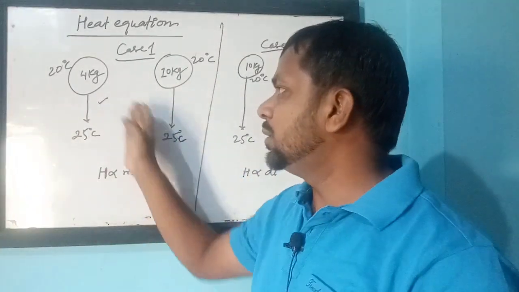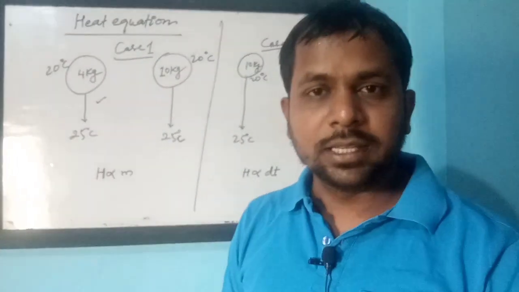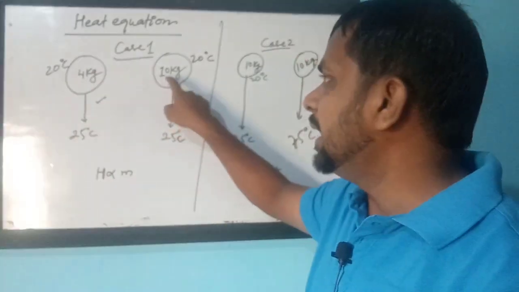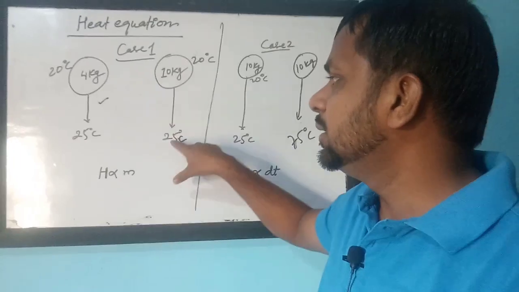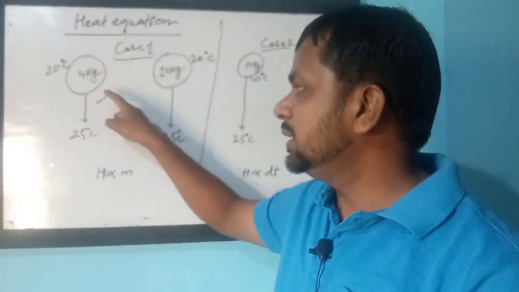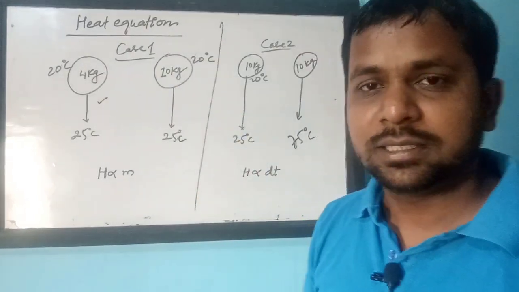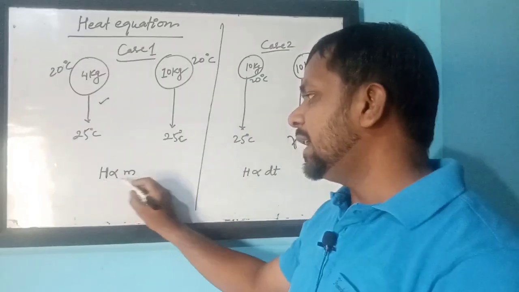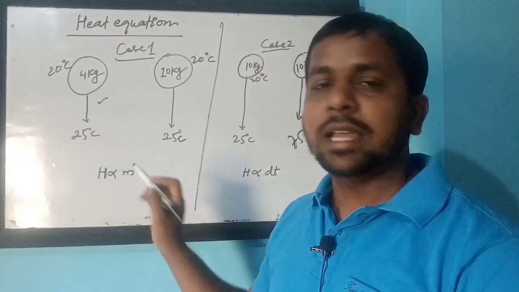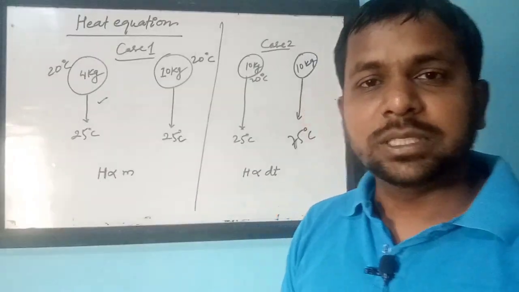Both bodies are made up of the same material. Do both bodies require the same amount of heat? No, this body is of higher mass, so it requires more heat to get the same temperature difference. This body has less mass, so it requires less heat. Then we can say heat gained is directly proportional to the mass of the body.